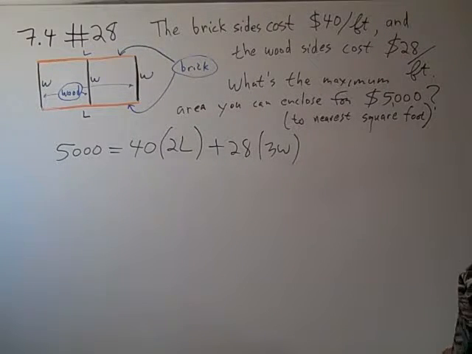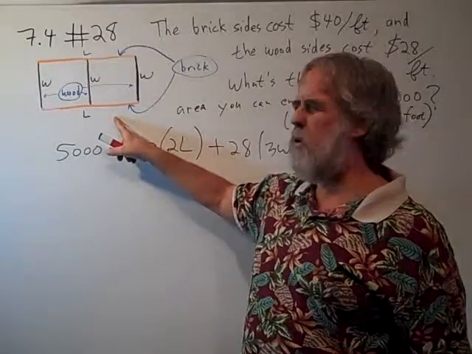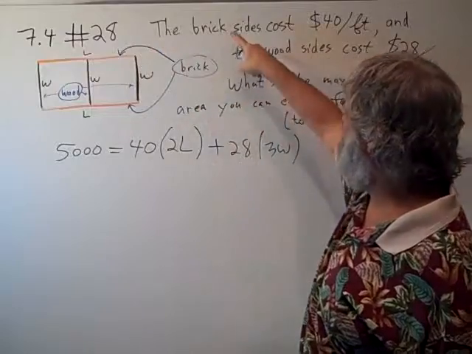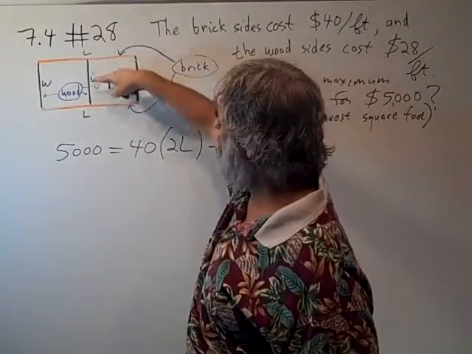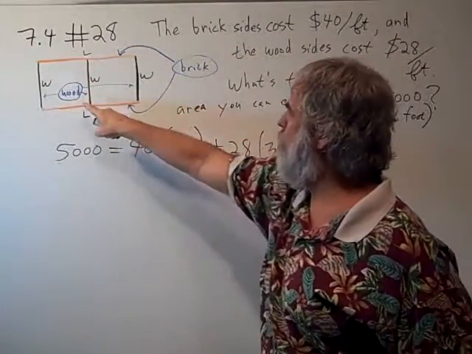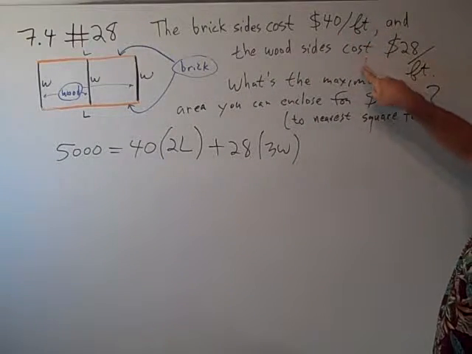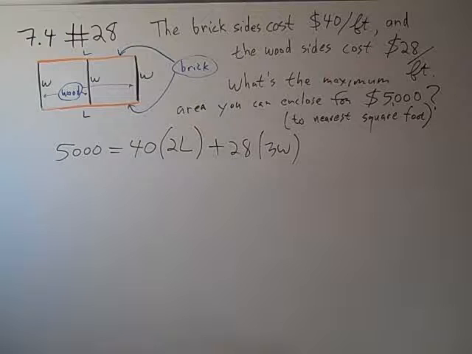Okay, we have a situation here where we're going to construct this enclosure. It has two sides, each of length L, that's made out of brick, and three sides, each of length W, that's made out of wood. The brick sides cost $40 per foot, the wood sides cost $28 per foot. What is the maximum area you can enclose for $5,000, to the nearest square foot?